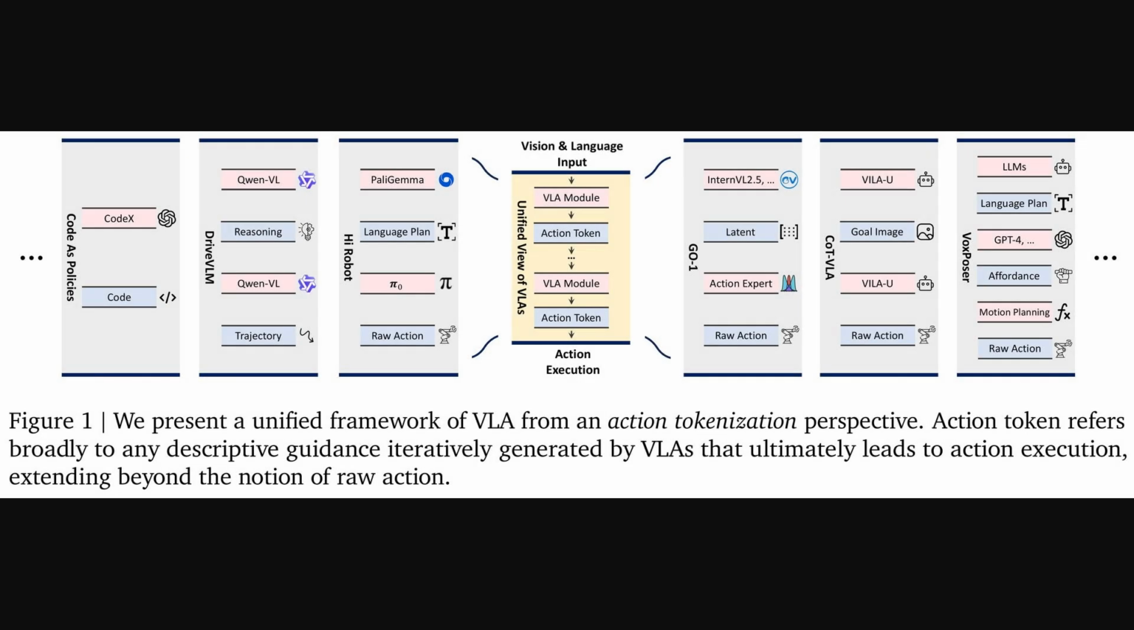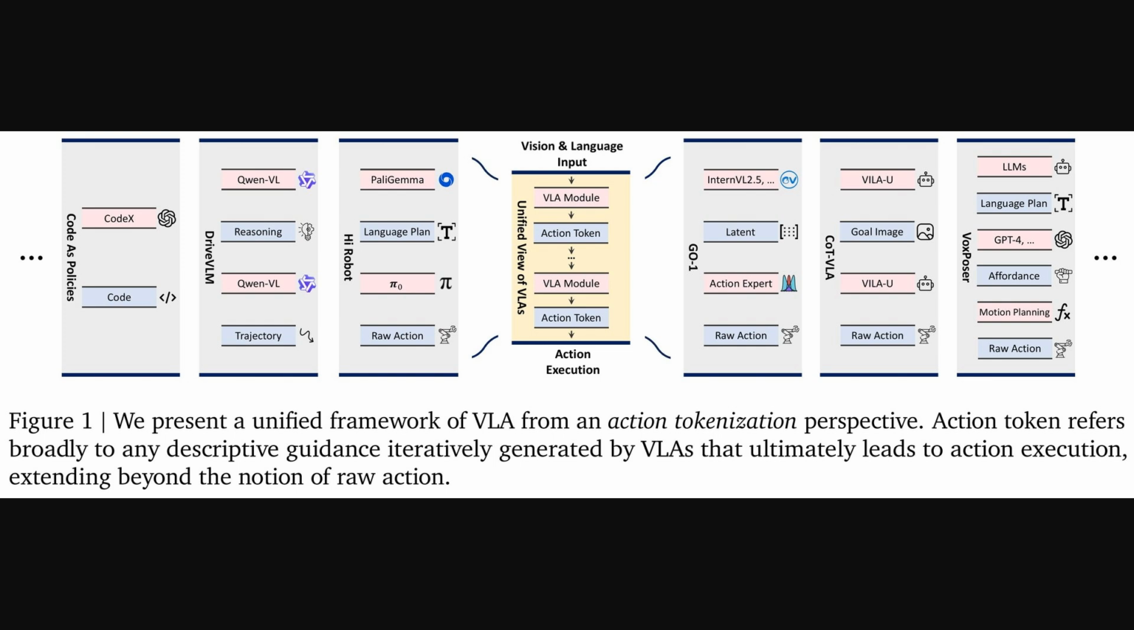Okay, so the very first figure really visualizes this unified framework. At the center, you see a general model that takes in vision and language input and processes it through a series of modules to produce what the authors call action tokens. Now, an action token isn't just the final robot command. It's any intermediate guidance, like a language plan or a piece of code that helps the model decide what to do next. The diagram then shows how different existing models, like Drive VLM or Vox Poser, all fit into this same basic structure.